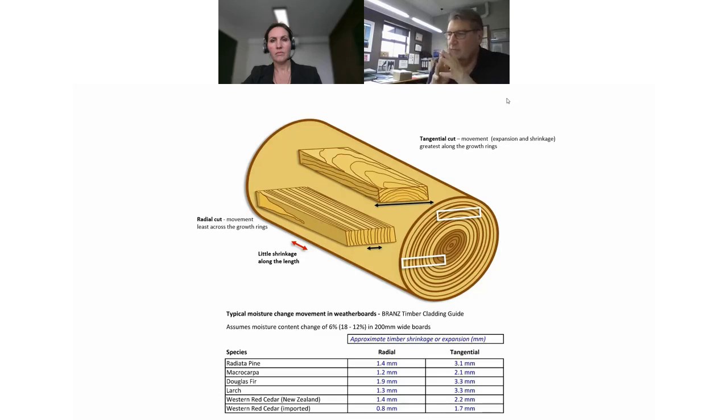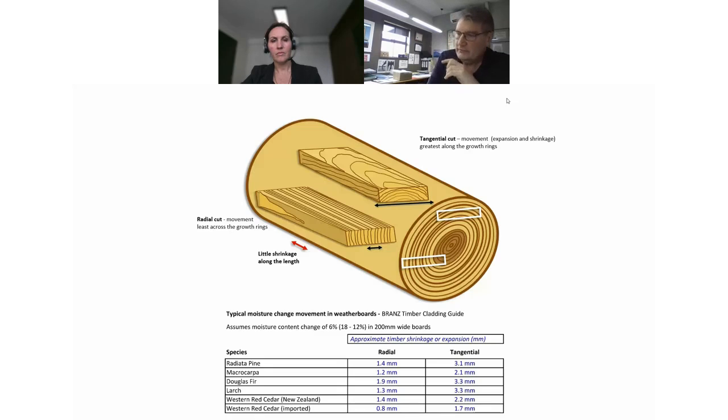And you can see at the top, you've got radiata pine, and radial, which, if you remember, is the quarter sawn, will move 1.4 millimeters in width. But tangential, which is your half sawn, will move 3.1 millimeters. And that's a lot. It's that much. You can see it with your eyes, no problem at all.